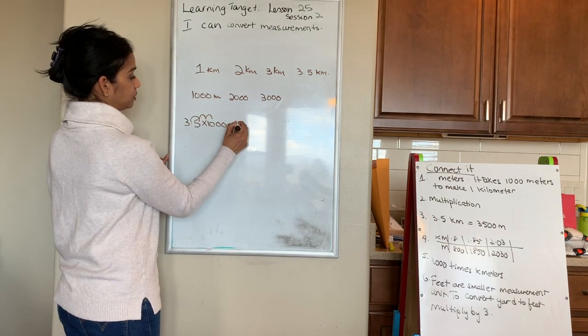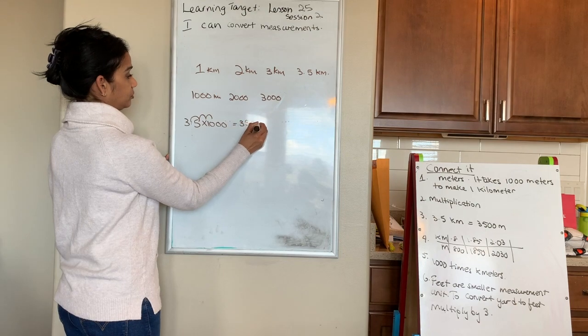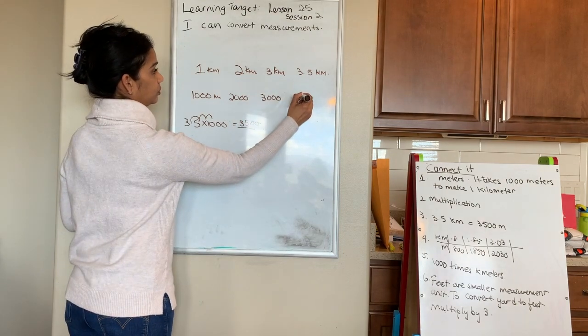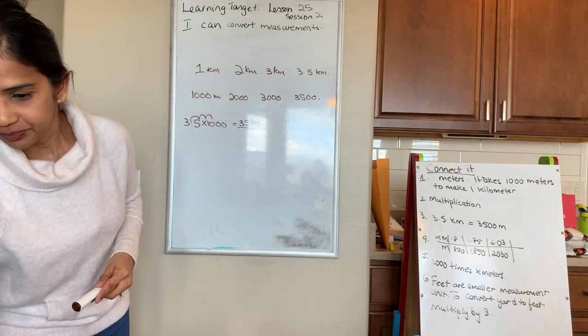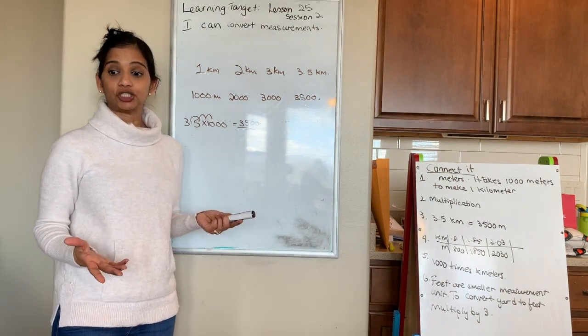1, 2, 3, two bumps, so we add 2 zeros. So we know this will be, okay, just want that over one more time. And let's make some connections.